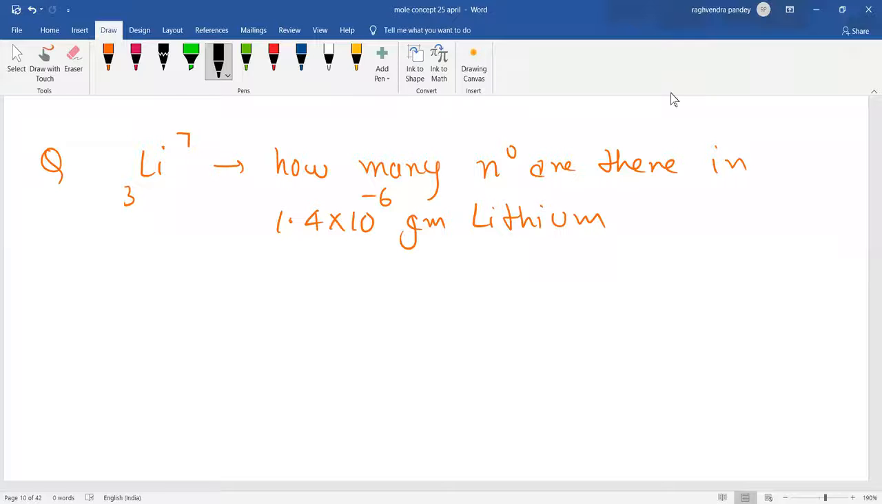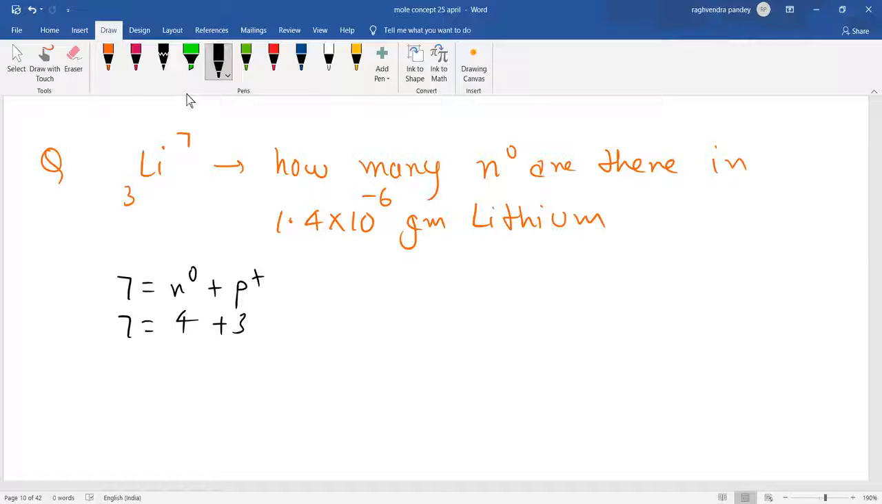So how many neutrons are there in 1.4 into 10 power minus 6 gram lithium? Now 7 is your number of neutrons plus number of protons. Number of protons is 3, so number of neutrons will be 4.